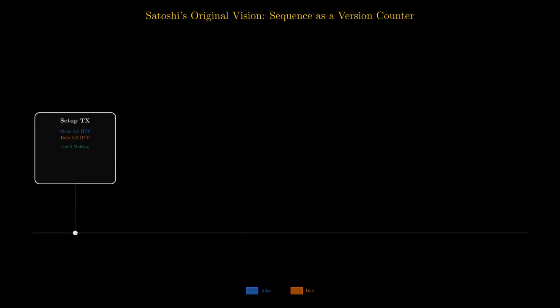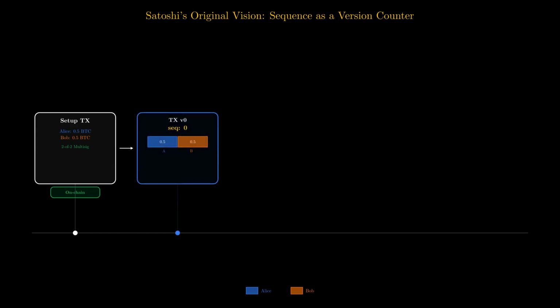Satoshi's original vision: the sequence field was a built-in version counter for off-chain payment channels. Here's the setup. Alice and Bob want to play a card game with Bitcoin stakes. They each deposit half a Bitcoin into a multi-sig output. Multi-sig means an output requiring multiple private keys to spend. This funding transaction goes on-chain. Now they create a spending transaction splitting the funds evenly, half a Bitcoin each, with sequence number 0. Their refund, signed by both, held off-chain.